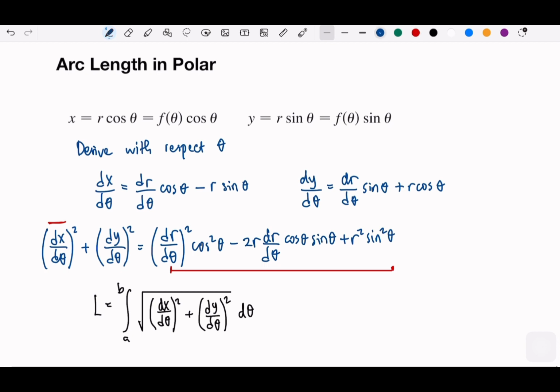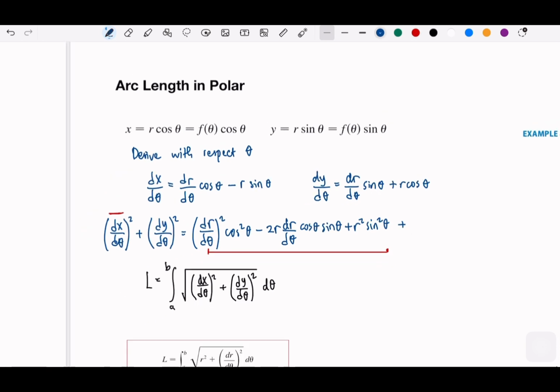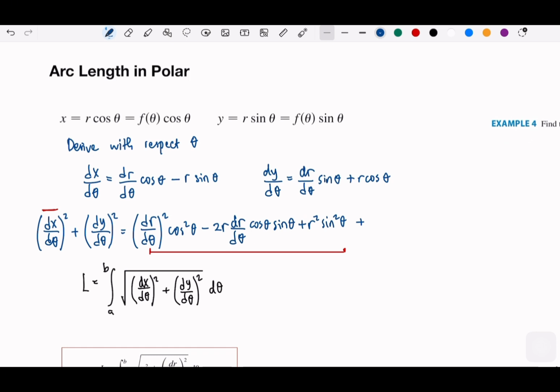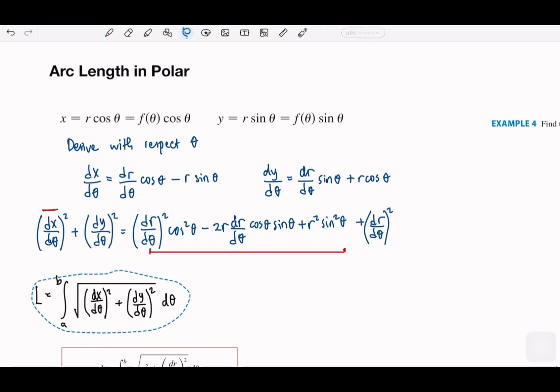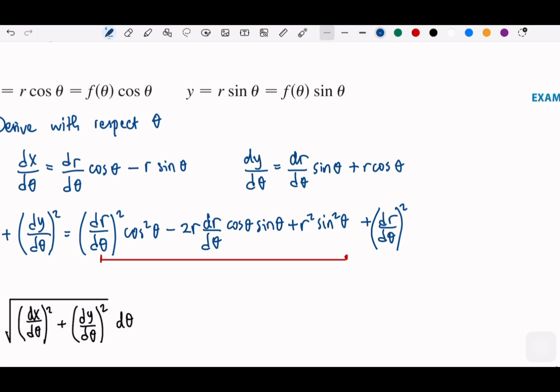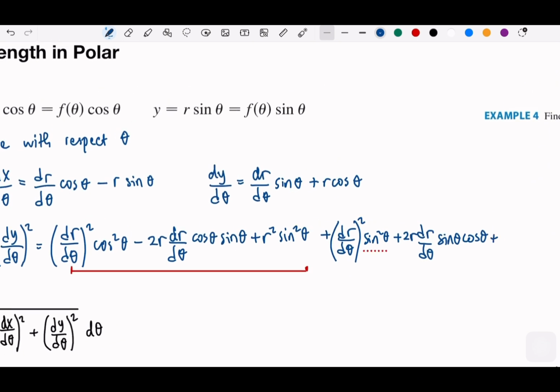And then plus the other one, dy d theta squared. So this will be the same, dr d theta squared, sine squared theta, plus 2r dr d theta sine theta cosine theta, and plus r squared cosine squared theta.